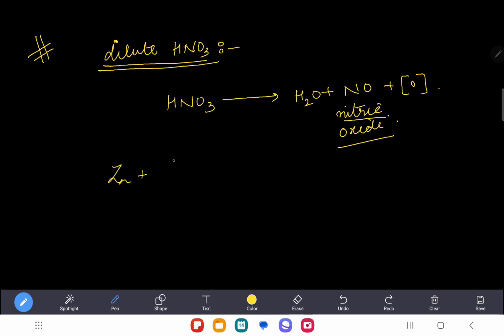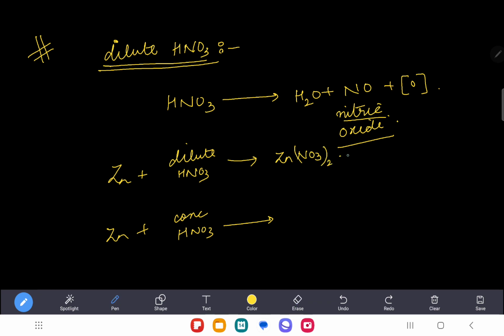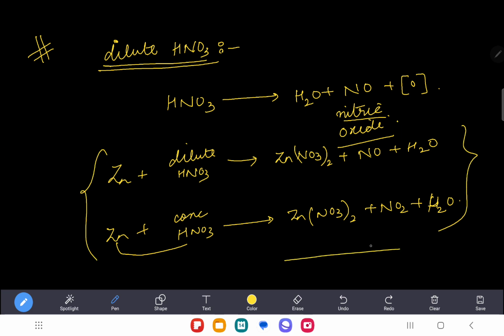So if they ask you zinc plus dilute HNO3 and zinc plus concentrated HNO3, what shall change? The nascent oxygen shall form zinc oxide or zinc nitrate because it is going to act as an acid as well, along with that NO and water. And here it is going to form zinc nitrate plus NO2 plus water. That's the difference. You understand? So it's very simple then. Otherwise, nothing much in this. Zinc nitrate is formed just by displacement.